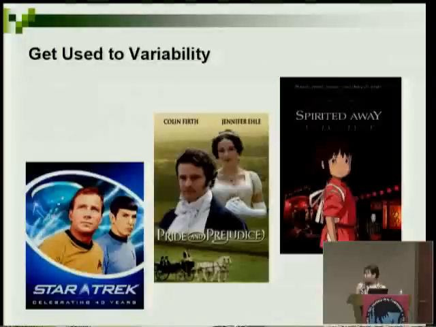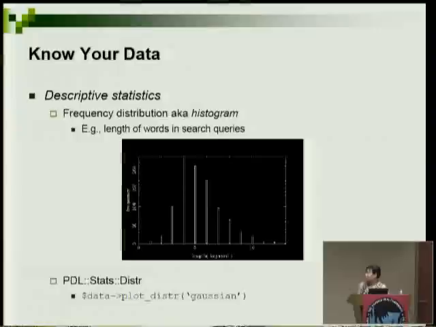So how do we deal with that? How do we describe it and try to understand what caused the difference? That's what statistics or modeling is about. Now, first of all, know your data, which is to describe it, or what we call descriptive statistics. David has already shown you a histogram just now. It's a frequency distribution, how often some value occurred.